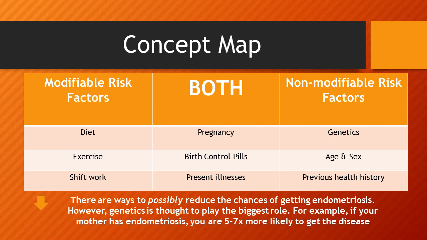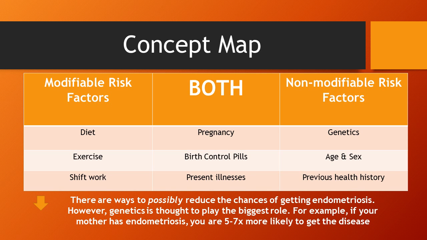Okay, here we have a concept map. This is displaying modifiable and non-modifiable risk factors for endometriosis. You'll notice a middle column with a few topics that could fall into both categories, and I'll go into a little more detail about that in just a minute. First, let's take a look at some modifiable risk factors. So all the way on the left column.